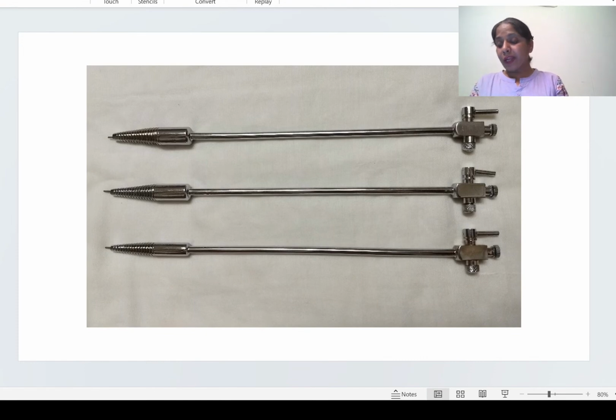Here I would like to tell you, Dr. Isaac, you have written vigorous curettage. Vigorous curettage is also the reason, and genital TB is also the reason.